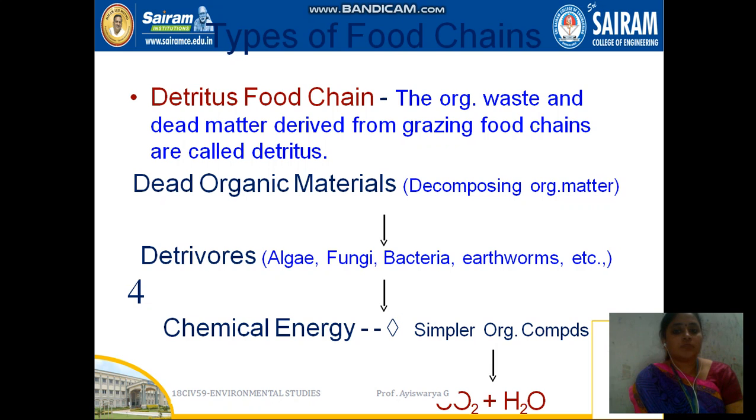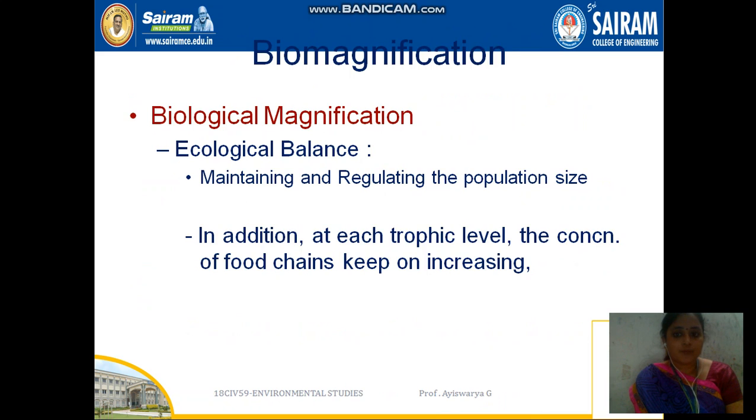And the detritus food chain means the organic waste and dead matter derived from the earlier grazing food chains is called this one. And the dead organic materials, right, like algae, fungi, bacteria, earthworms, etc., how they simply make reactions, come under this category.